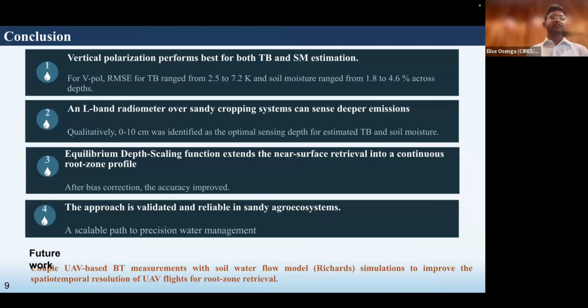So the conclusion of this study is that vertical polarization performs best for TB and soil moisture estimation. L-band radiometer over sandy cropping systems can sense deeper emissions. The equilibrium depth scaling function extends the near surface retrieval into a continuous root zone profile, and the approach can be validated and reliable in sandy agroecosystems anywhere. For the future, we want to couple this UAV-based brightness temperature measurement with soil water flow model simulations to improve the spatio-temporal resolution of UAV flights for root zone soil retrieval. Thank you.